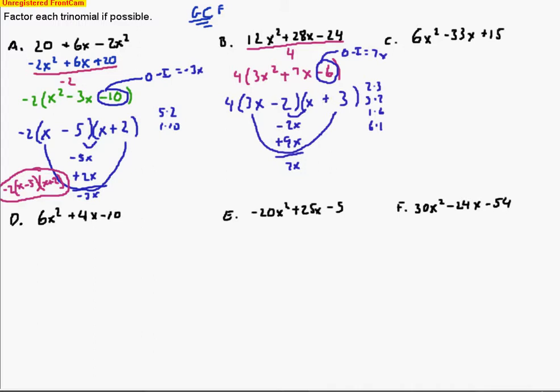So we go ahead and rewrite our answer, and again, make sure you have that 4 on the outside so that if you did multiply it back out, it would equal the same trinomial we started with. So let's take a look at the next problem.